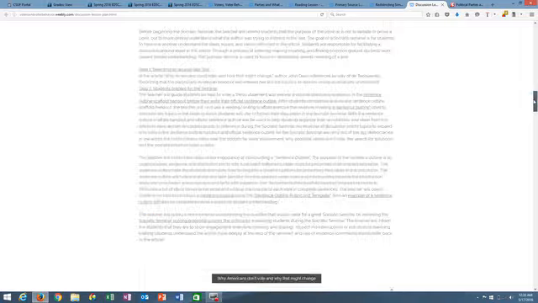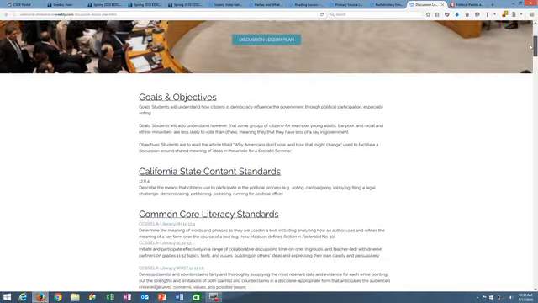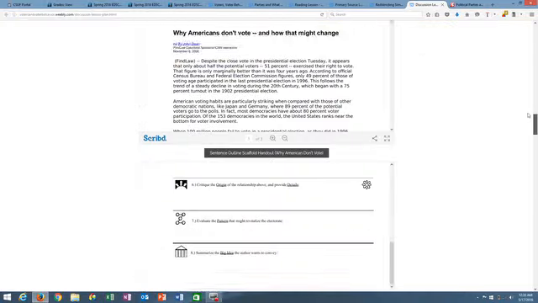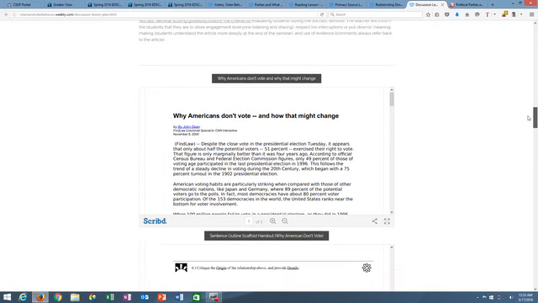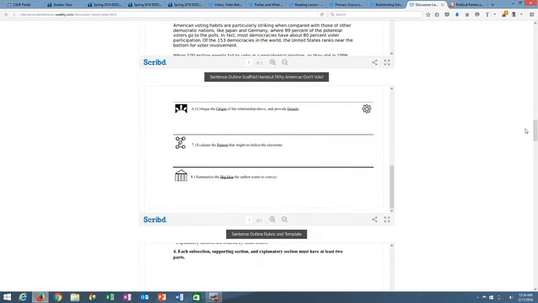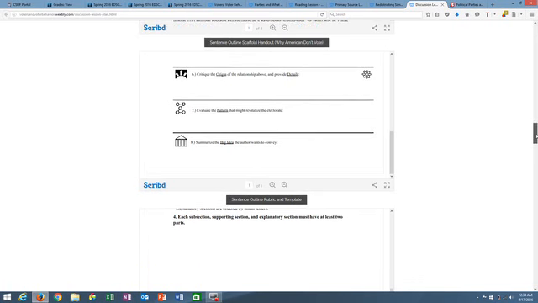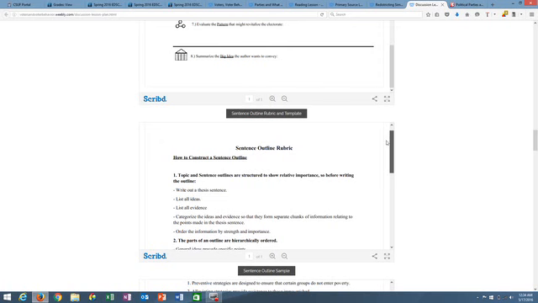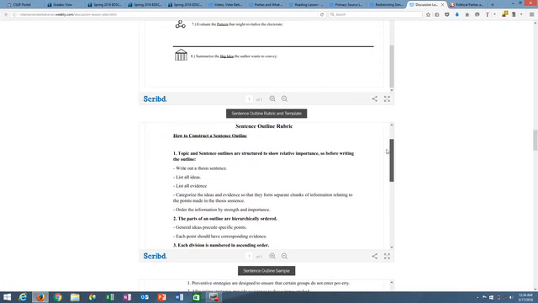The discussion lesson plan is a Socratic seminar where students will be able to use an article reading, why Americans don't vote and how that might change, and they use a sentence outline scaffold handout. That's teacher prepared for ELs, and if the students want to do their own sentence outline rubric and template, it's here for them to visualize.